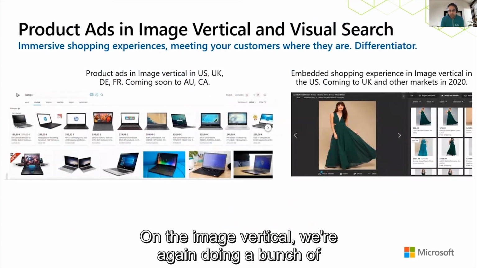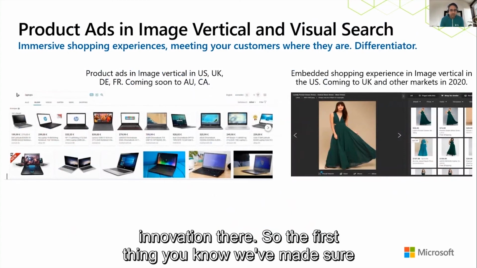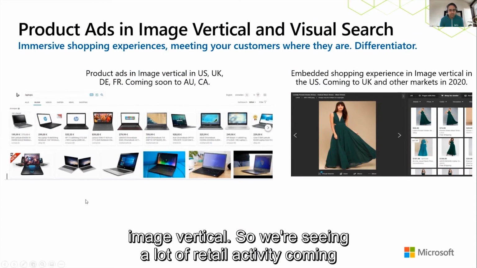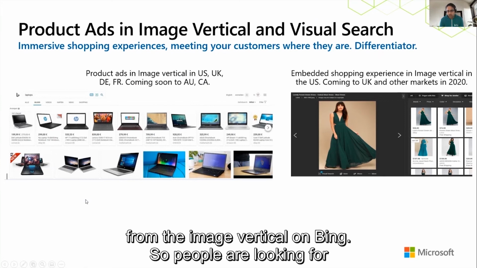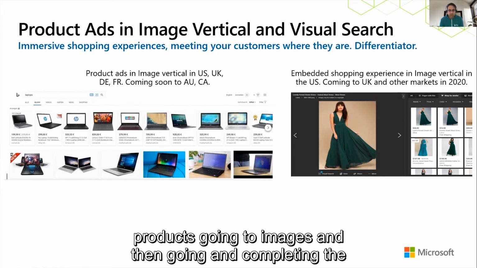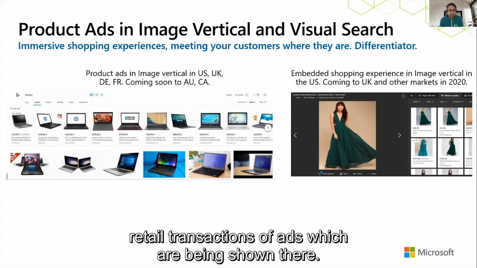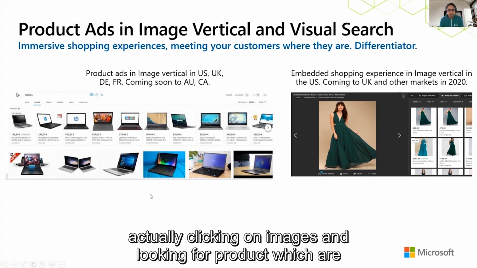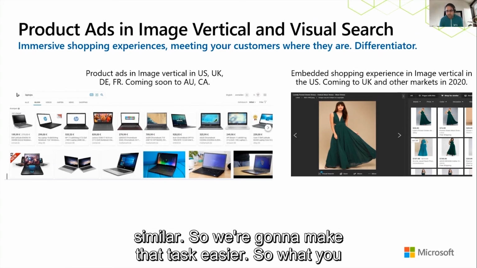On the image vertical, we're again doing a bunch of innovation there. The first thing, we have made sure our product ad inventory gets surfaced when people are on the image vertical. We're seeing a lot of retail activity coming from the image vertical on Bing. So people are looking for products, going to images, and then completing the retail transactions of ads which are being shown there. However, we also see, especially in apparel and home, people clicking on images and looking for products which are similar. So we are going to make that task easier.